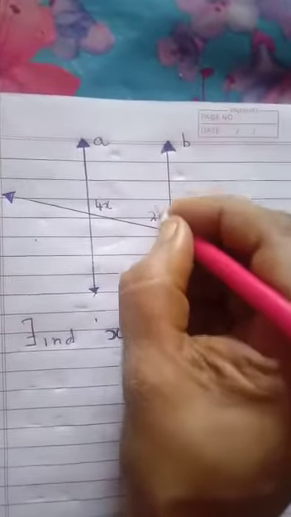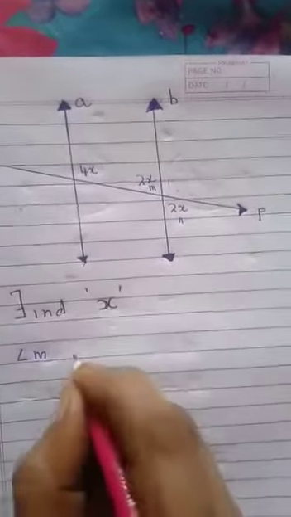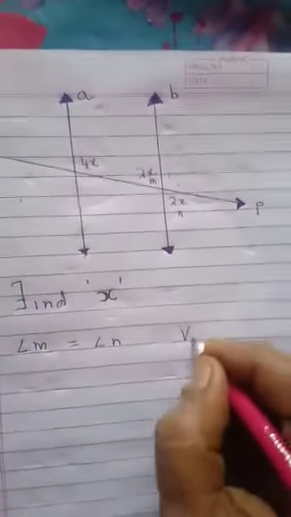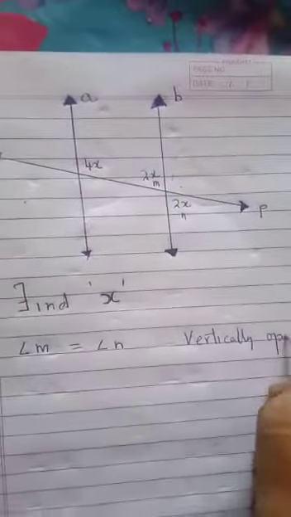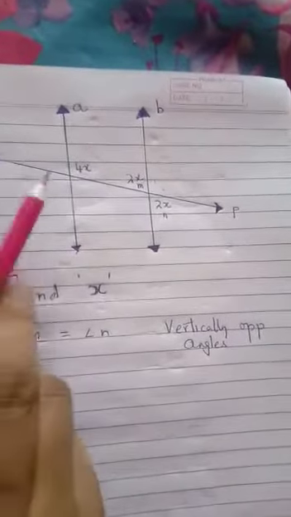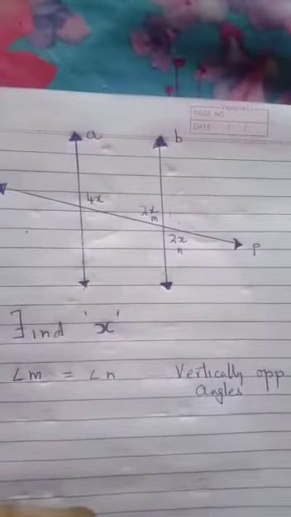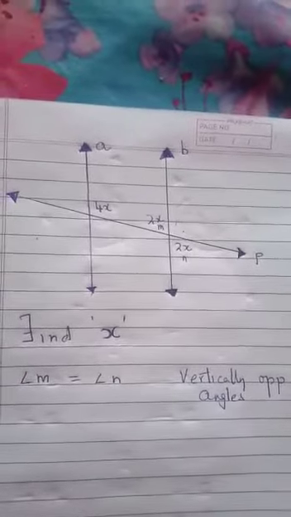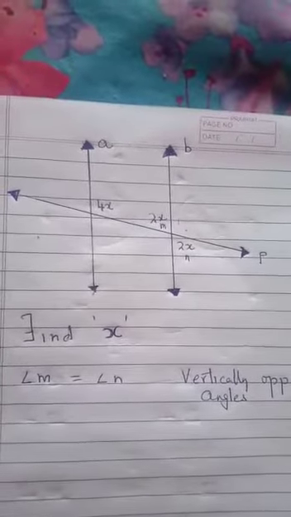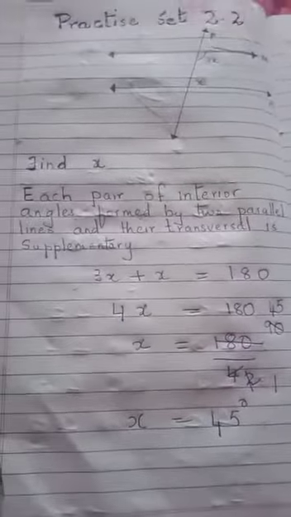Suppose I say this is M and this is N. I will first say angle M is equal to angle N. The reason is vertically opposite angles. Now if you look at these two angles, they are inside the parallel lines and they are on the same side of the transversal. That means they are interior angles. And as you know, each pair of interior angles formed by two parallel lines and their transversal is supplementary.